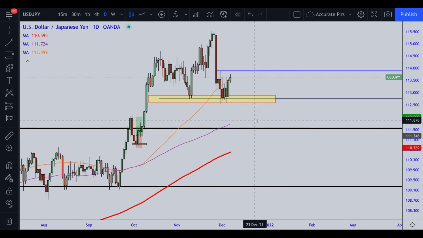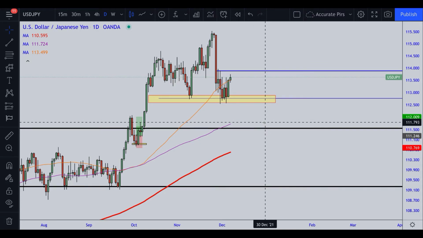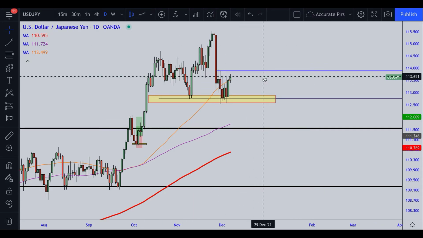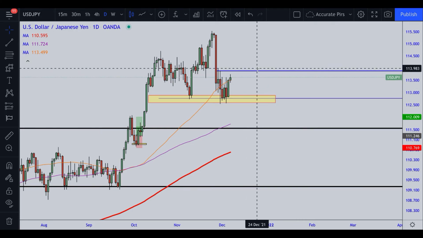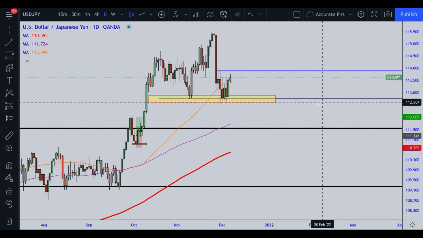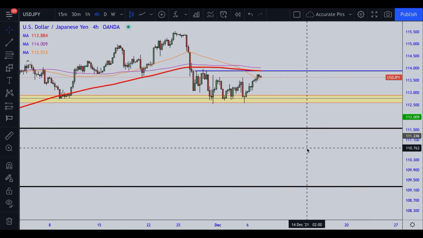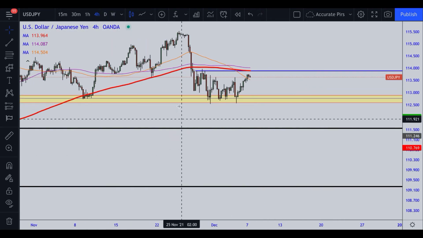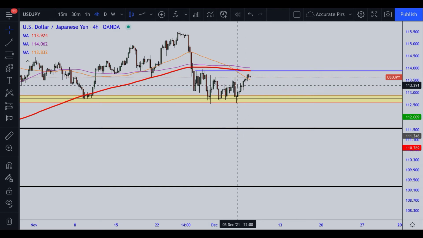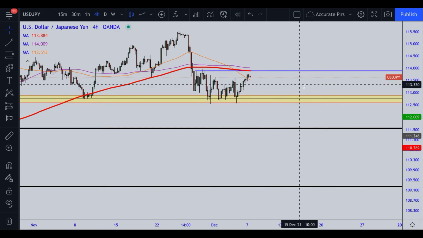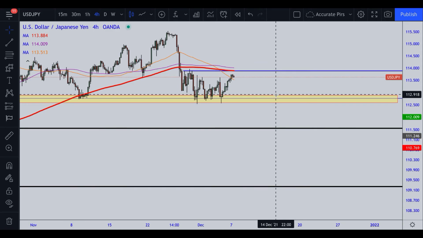And yet again, this is similar to EURJPY. We're just waiting for market to break above this resistance level or this support level right here. Yet again, this is just a waiting game with USDJPY. Or if you like to trade when it's in consolidation, when it's ranging between these 2 levels, then you also could do that trade strategy as well.